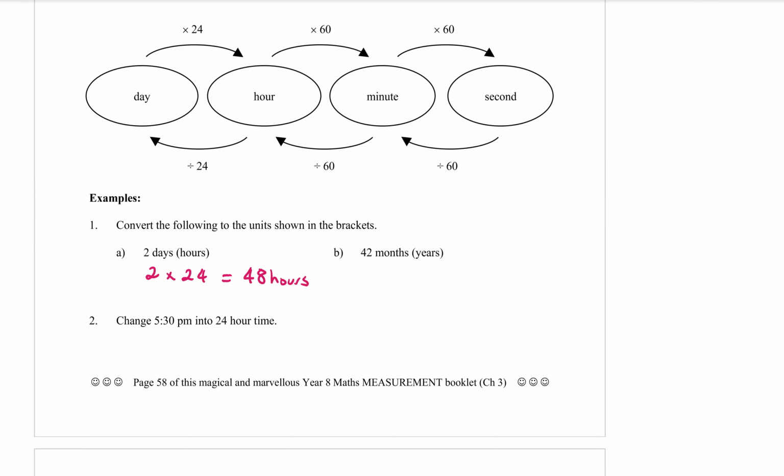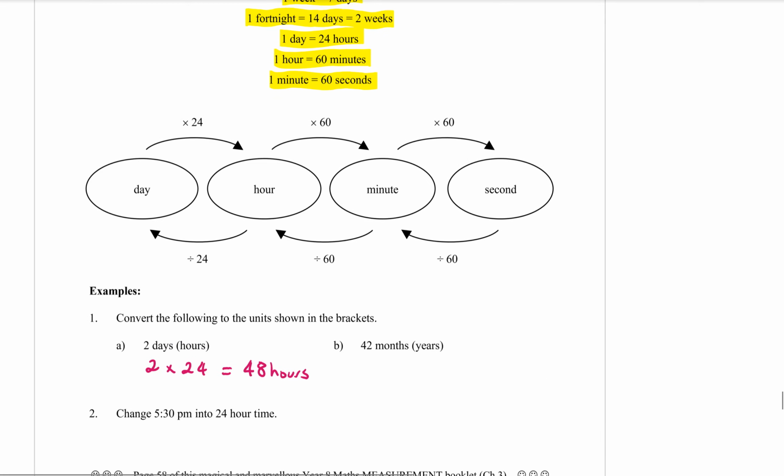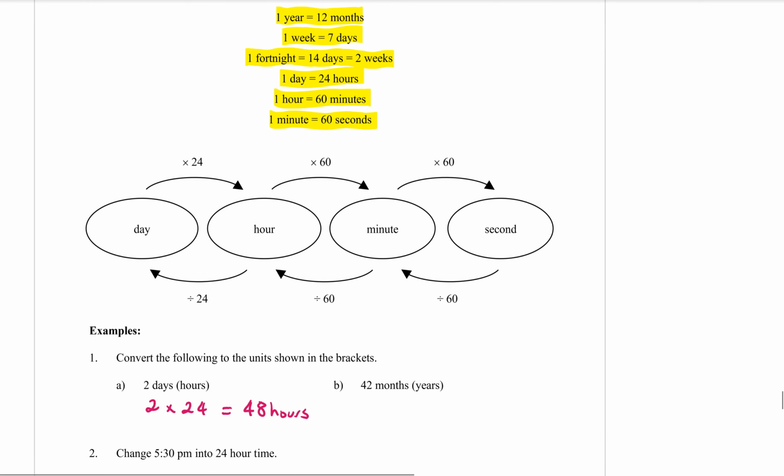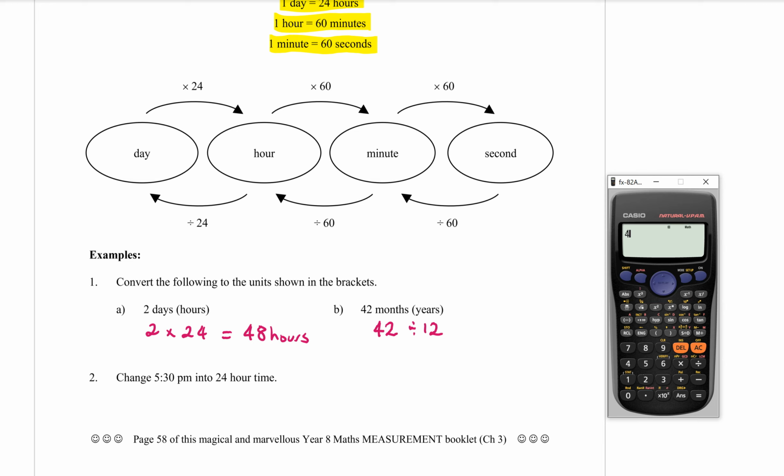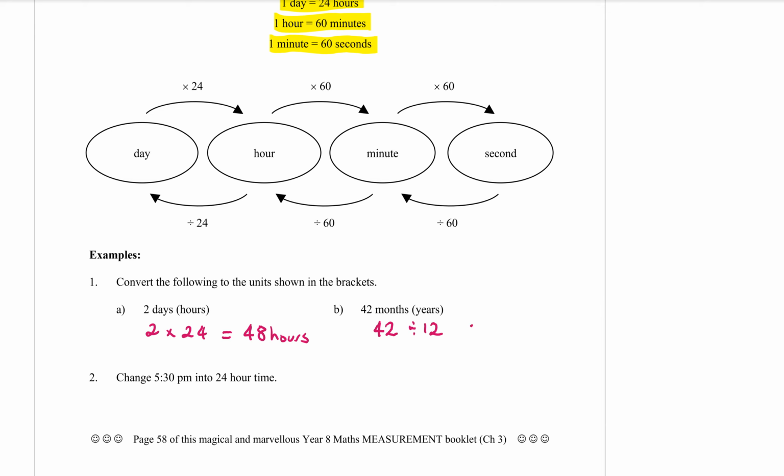Now, this next one, part B, says I want to turn 42 months into years. Now, that's not actually on this diagram here, but if we look just a little bit higher up on the page, months into years is up here. There is 12 months in a year. So if I have 42 months, I will need to take the number 42, and if I divide that by 12, because there's 12 months in a year, that will tell me how many years it is. So let's type that in. 42 divided by 12 is 3.5 years.